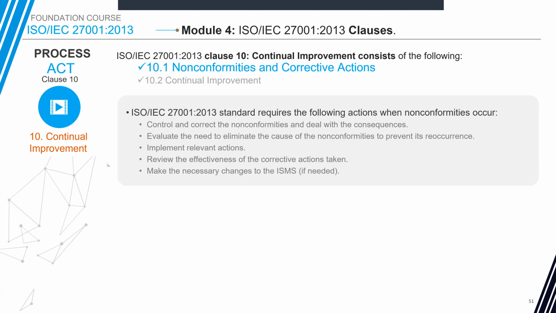ISO 27001 requires implementing the following actions when a non-conformity occurs. Number one, you have to define the non-conformity and check if there is any similar non-conformity in the organization. You have to define the consequences of these non-conformities in your company. You have to eliminate the cause of non-conformities. This is very important. If you have any problem, you have to search for the root cause. Don't try to solve the problem itself. Try to solve the problem's cause.